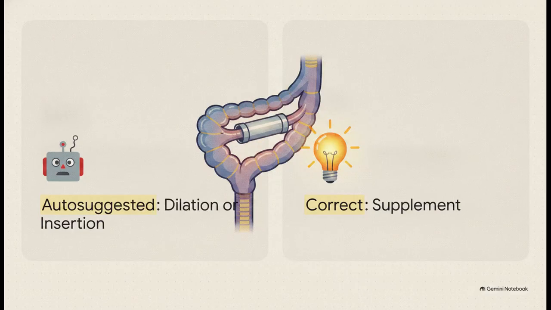Next file, a tracheal stent placed for tracheomalacia. The software might push you toward dilation or insertion, but remember the pathology. Tracheomalacia means weak cartilage. We're putting that stent in to physically hold the trachea open and keep it from collapsing. And anytime you are reinforcing or supporting a body part, that points you straight to supplement.